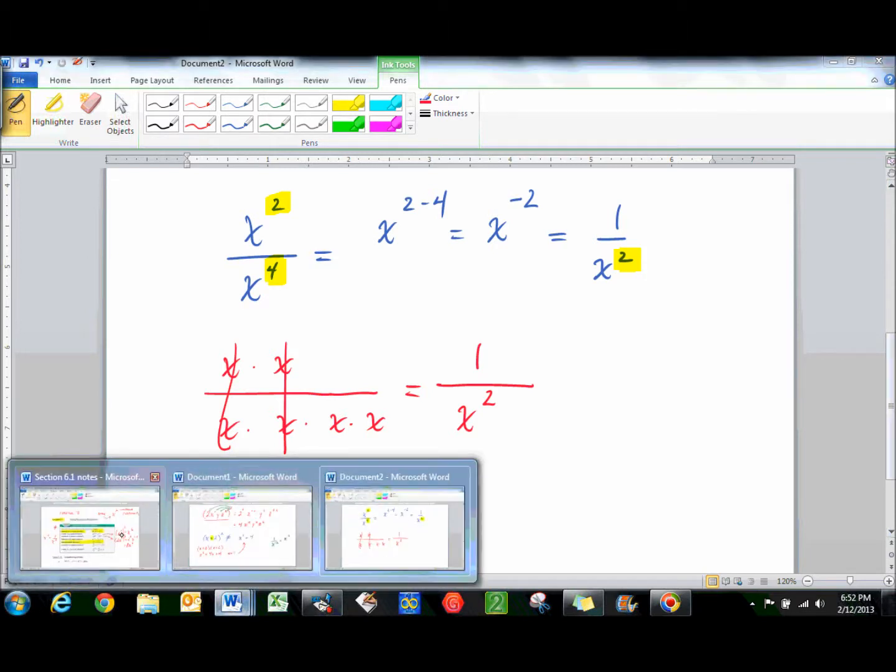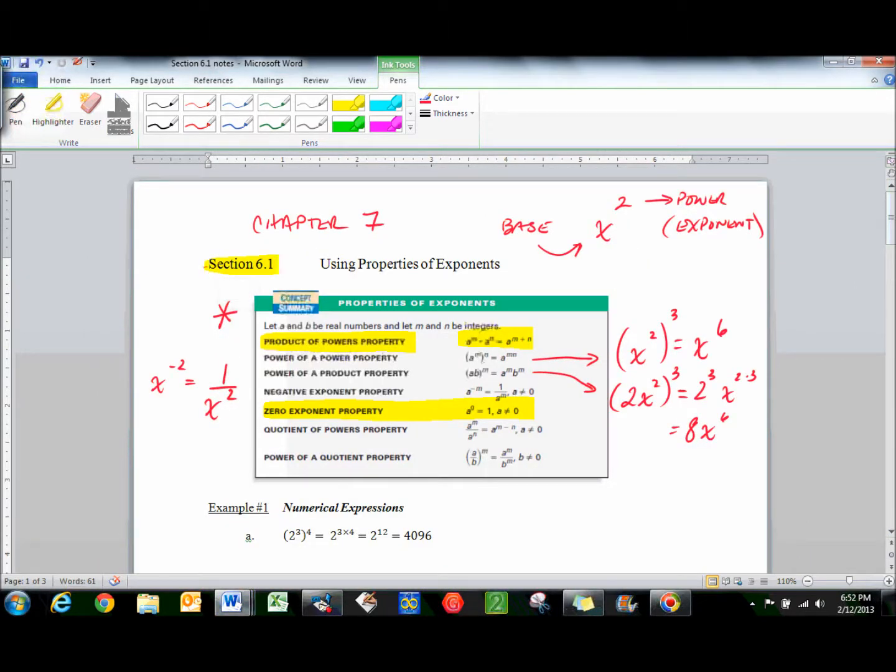And then lastly, the power of a quotient property just shows that the power can go to everything inside of the parentheses, whether it's a fraction or not.